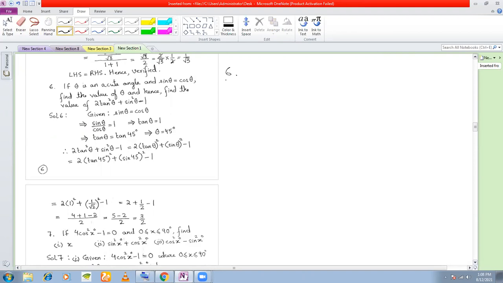If theta is an acute angle and sine theta is equal to cos theta, find the value of theta. Hence, find the value of 2 tan square theta plus sine square theta minus 1. So given here, sine theta is equal to cos theta. Now if sine theta is equal to cos theta, what can I write here? If I divide both sides by cos theta, what do I get? Sine theta by cos theta is equal to 1, right? And you know sine theta by cos theta is tan theta, which is equal to 1, right?